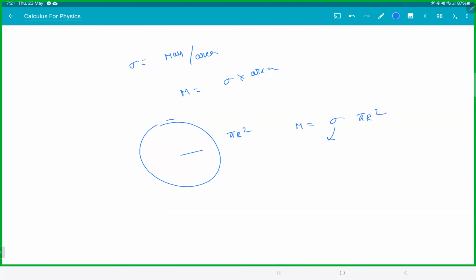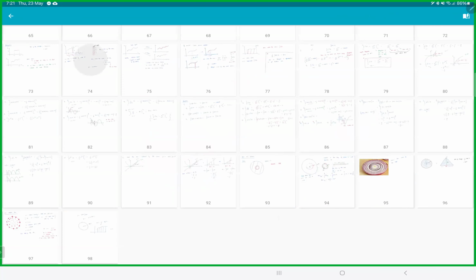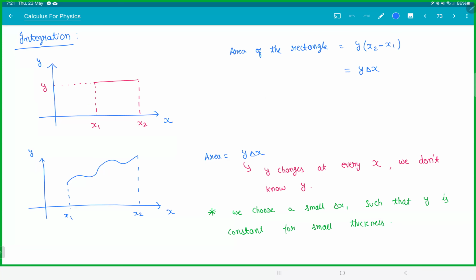The problem is sigma is not constant. Every point has a different sigma, right? How will I multiply directly? Isn't this the problem we faced in integration? When you took a curve, the area of a rectangle was height into width, but the height was changing every instant. That was the reason you couldn't directly say length into breadth is the area of a curve. Are you getting the logic? The biggest problem we faced in integration for a curve is I couldn't say height into width. What is height exactly? Because height is changing everywhere.